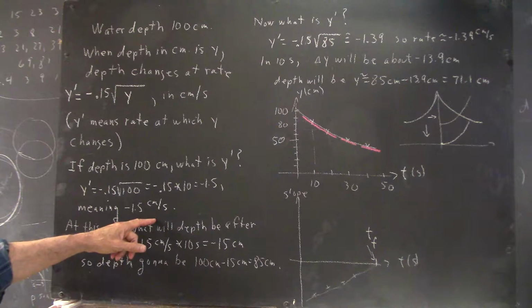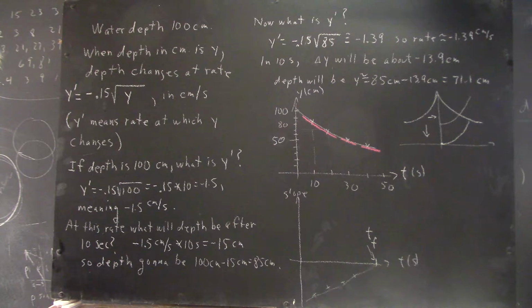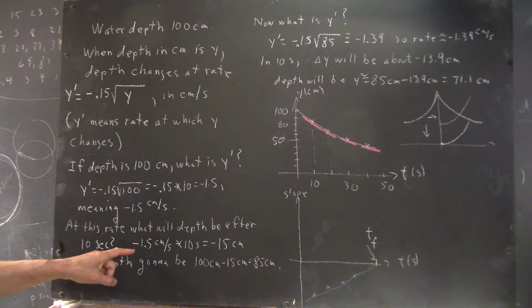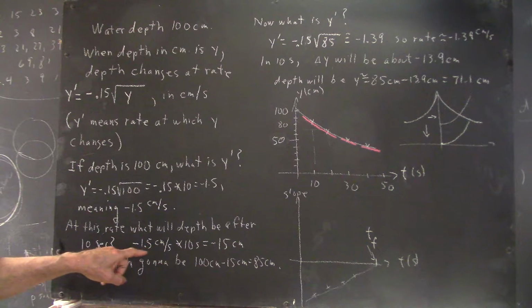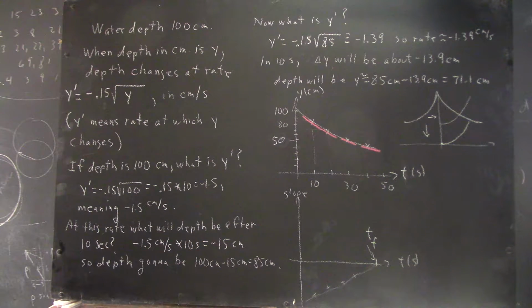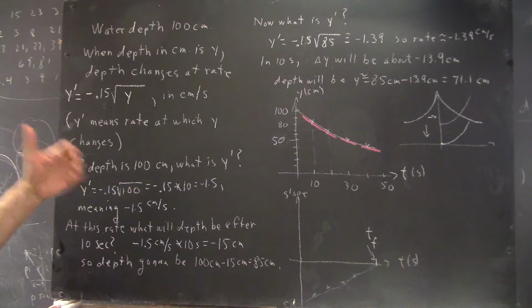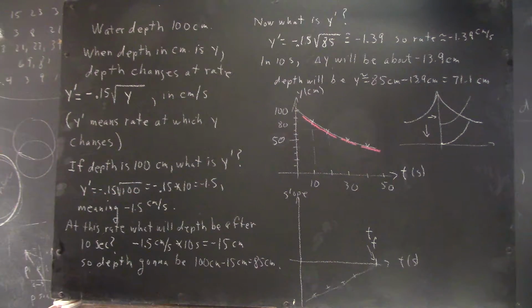At this rate, how much will the depth change in 10 seconds? And what will be the new depth? Okay, well, you should do that, and you can pretty much do it in your head. If you got to jot down a few numbers, you can, but this is not something that gives anybody trouble. Okay, well, to answer this, we multiply the negative 1.5 centimeters per second, which tells us how many centimeters this depth changes in every second, by our 10 seconds, and we get negative 15 centimeters. So the depth is going to be 100 centimeters minus 15 centimeters, or 85 centimeters.